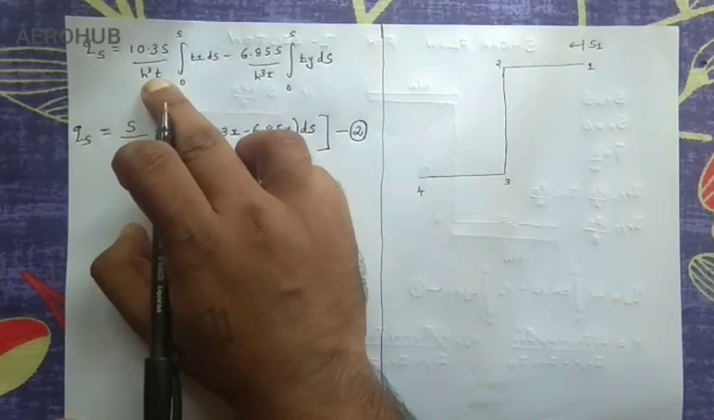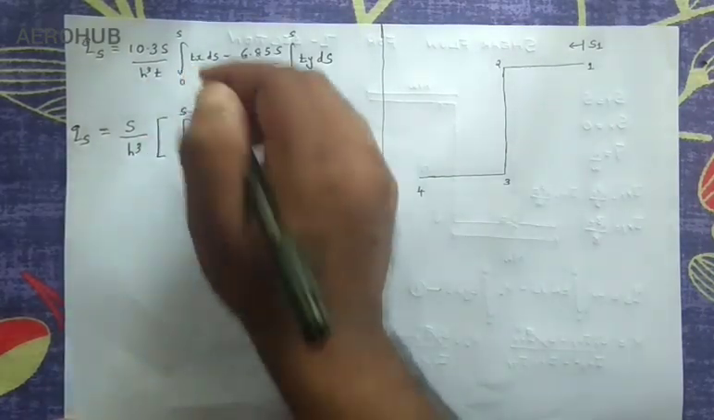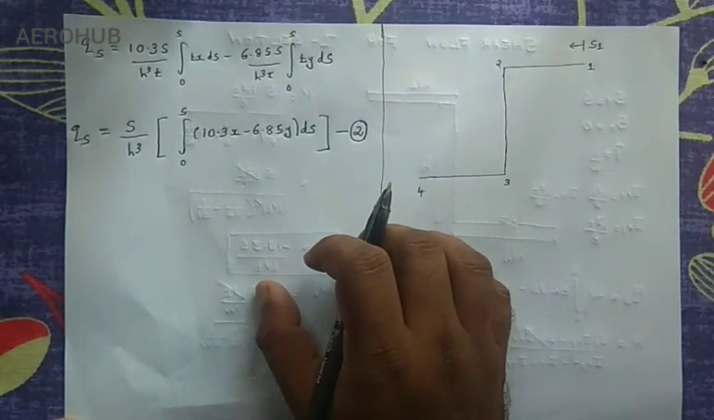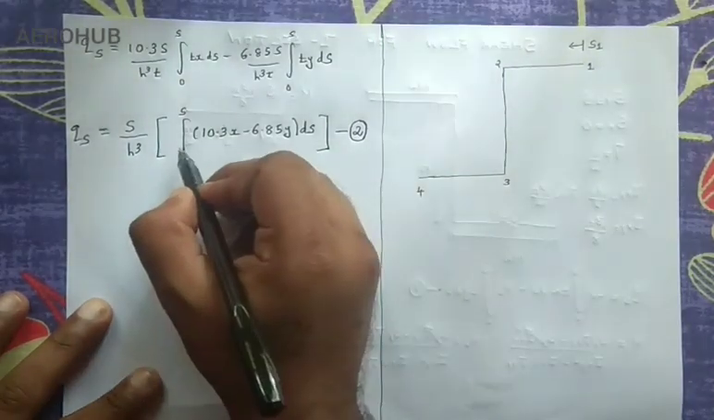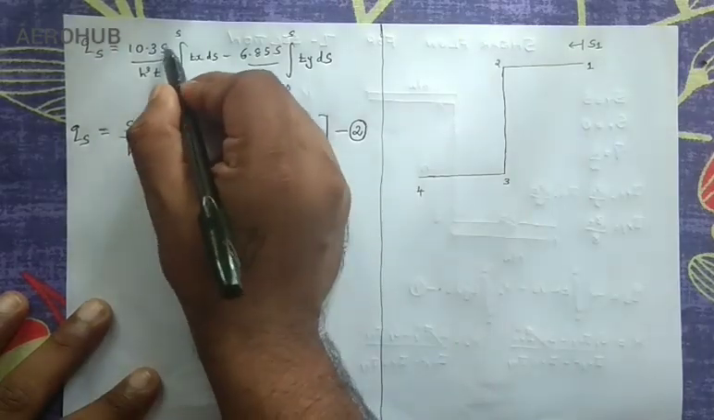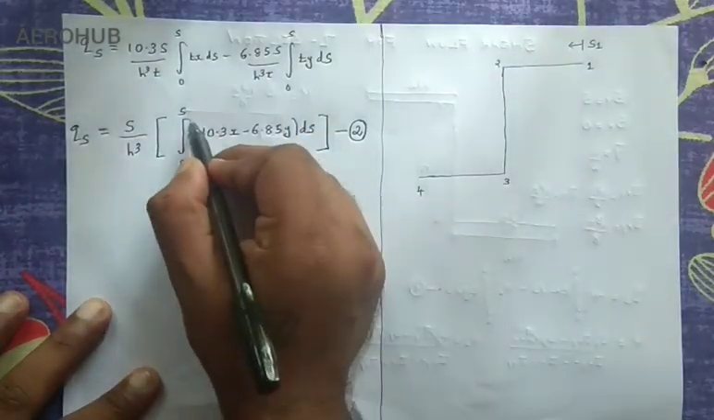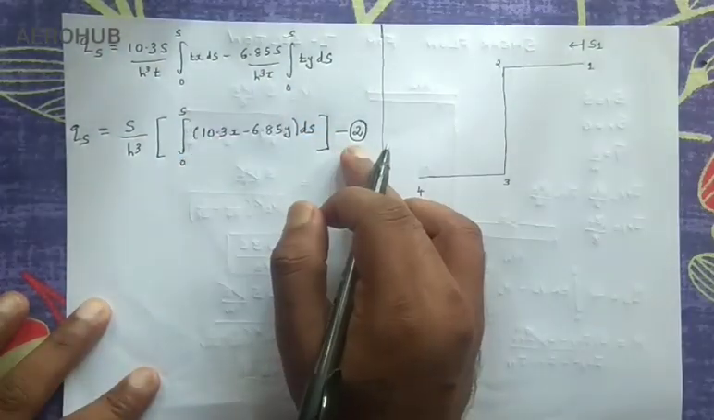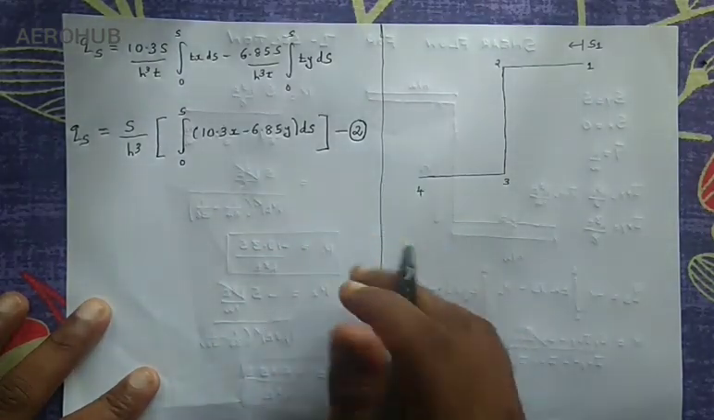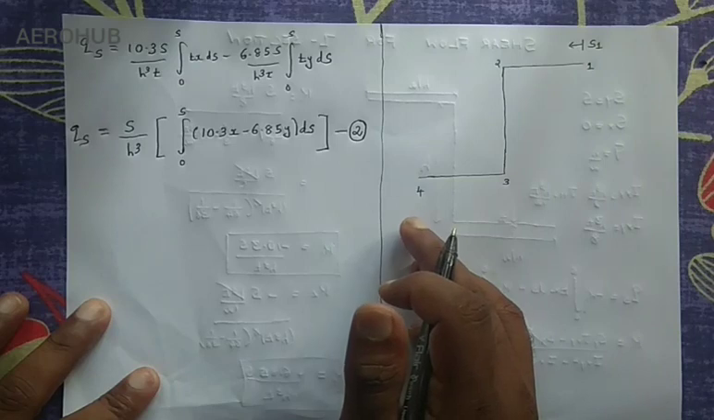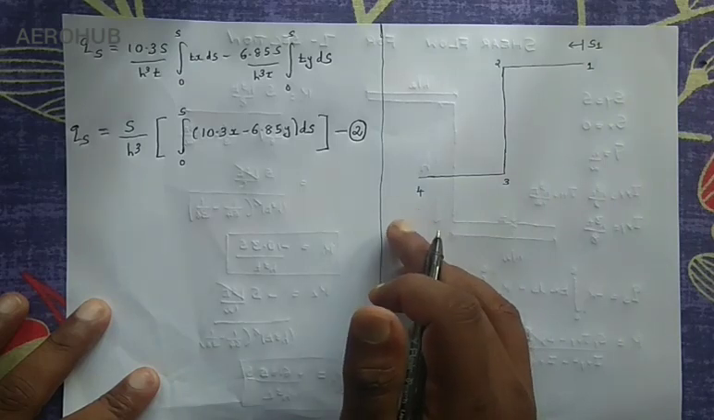I repeat, the thickness value will be cancelling because we have a constant thickness here, and I am taking S by h cube outside, so you will be getting an equation in the form of equation number 2. Okay, now we have to find out the shear flow for the entire Z section.